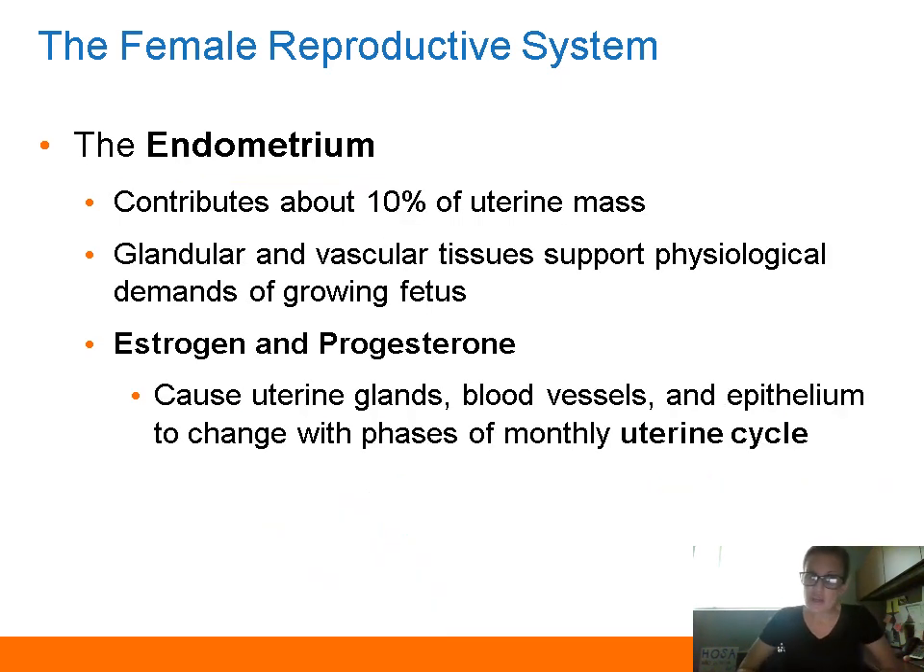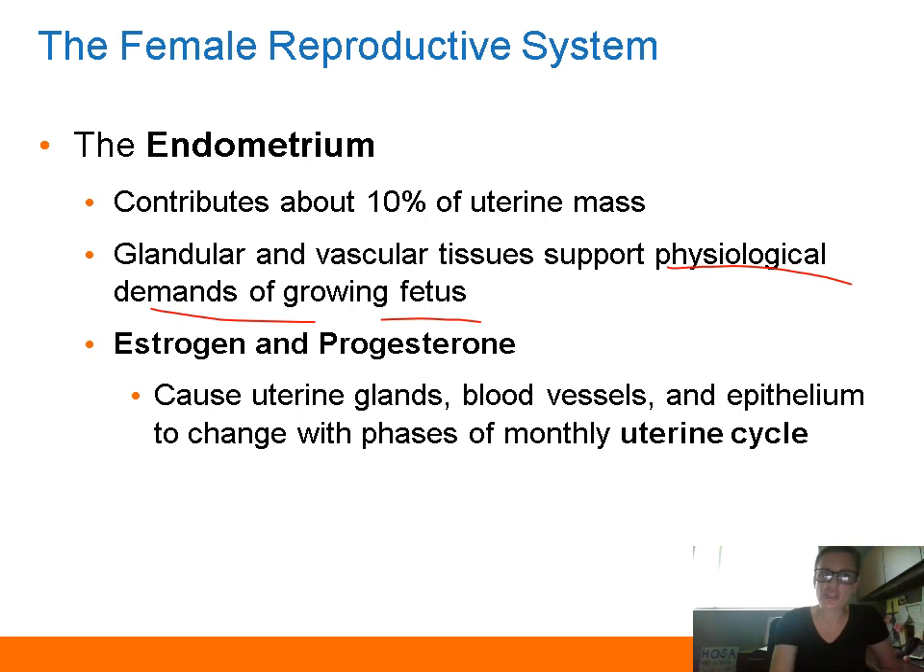The endometrium contributes to about 10% of the uterine mass, which, 90% plus 10%, that's 100%, should make you realize that the perimetrium is a very, very small, very thin layer. It doesn't even cover the entire uterus. So the endometrium is about 10% of uterine mass. Again, this is the innermost layer. This is a highly glandular and highly vascular area that supports the physiological demands of the growing fetus.